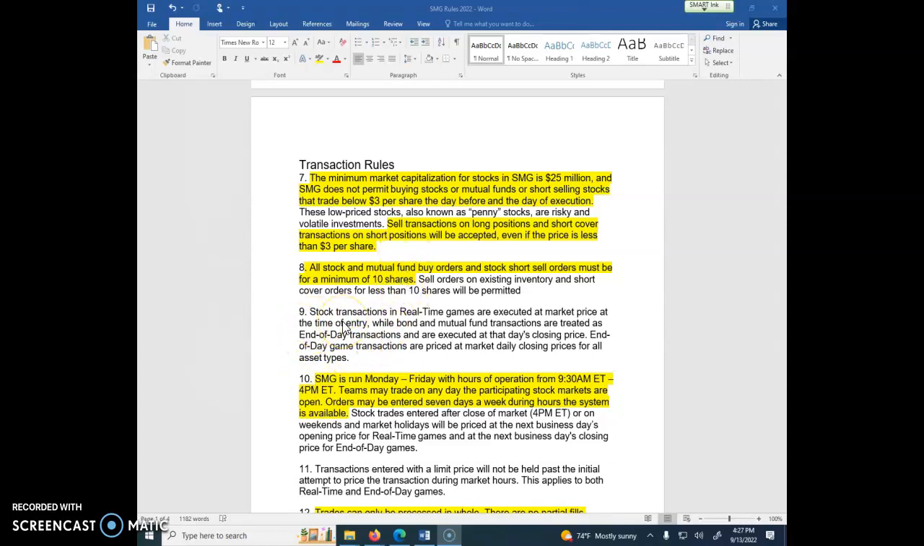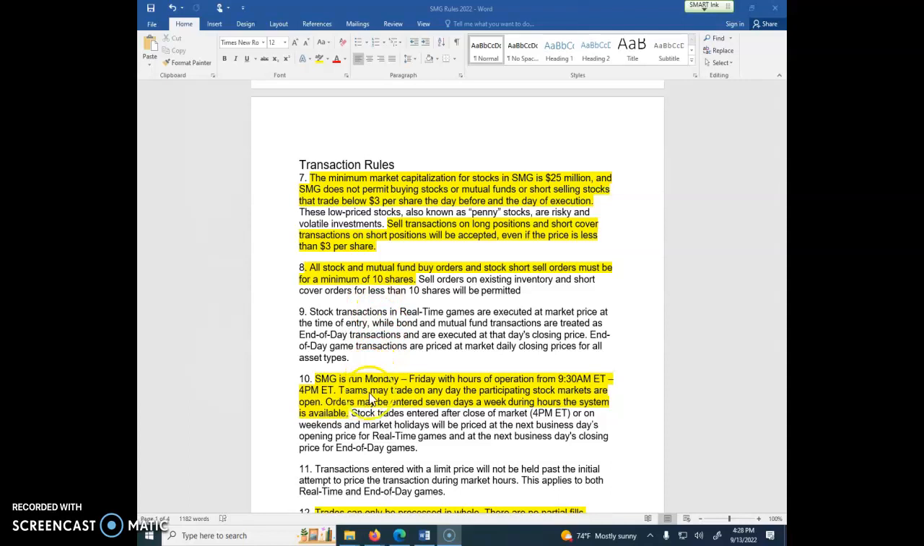Let's go down to rule number 10. The stock market game is up and running from 9:30 a.m. Eastern Time, which is 8:30 a.m. Central Time, through 4 p.m. Eastern Time, which is 3 p.m. Central Time. That's when the game is running.